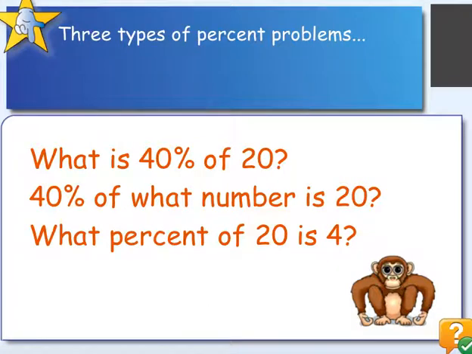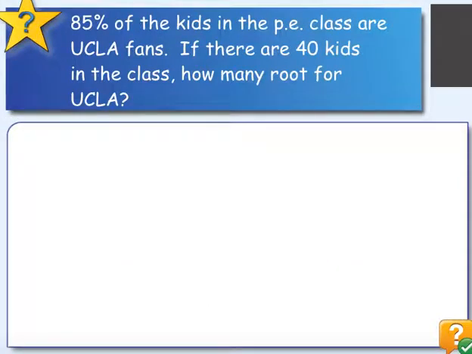So let's start off with a couple examples. 85% of the kids in PE class are UCLA fans. If there are 40 kids in the class, how many root for UCLA? Well, the two big strategies here for going about percent problems is using an equation or using a proportion.